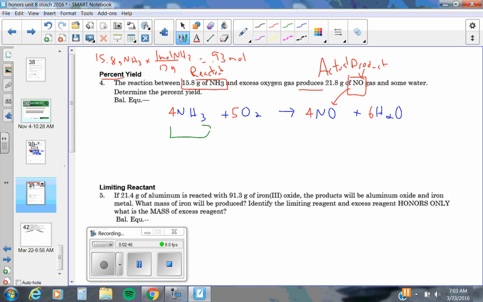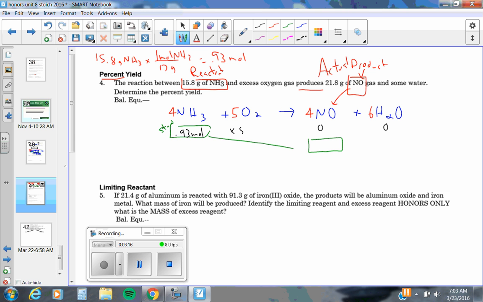So this is going to be 0.93 moles. This is excess. It's not important. We start with 0. The important thing I'm going to be needing to figure out is how much nitrogen monoxide, or NO, can I get? If I start with this, how much of this should I theoretically get?